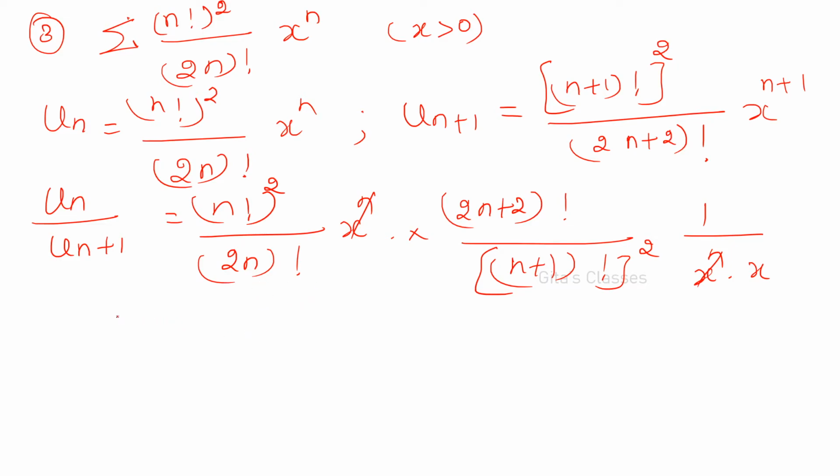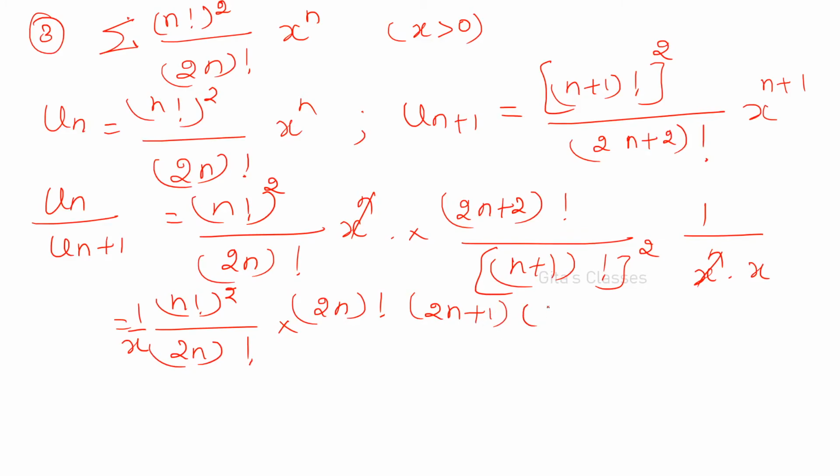Into, now n factorial the whole square you can write as it is, divided by 2n factorial also I'll write as it is, into 1 by x. Already I have taken this x to the left hand side. Now 2n plus 2 factorial can be written as 2n factorial into 2n plus 1 into 2n plus 2. Here you have two terms in between that.